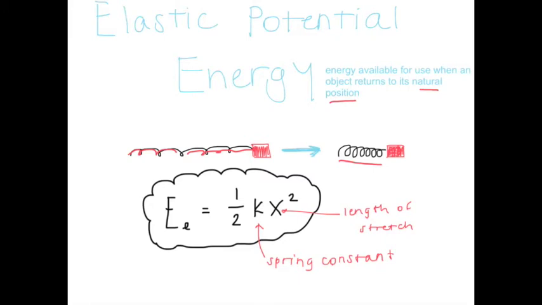We have an equation for elastic potential energy as well. We have E sub E, that'll be what we use to describe elastic energy, is equal to 1/2 kx squared, where k is the spring constant, which is usually a given value. That's measured in newtons per meter. And x is the length of the stretch, or in other words, the distance that the spring has been moved from its natural position.